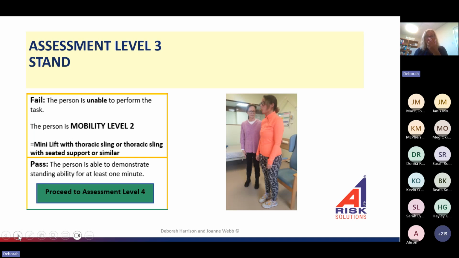So I have got a gentleman that I see, and basically for standing practice, he uses his non-mechanical stand aid, and then for care transfers he uses his standing hoist. I hope I've explained that well enough. So we're just going to proceed to the next level now.